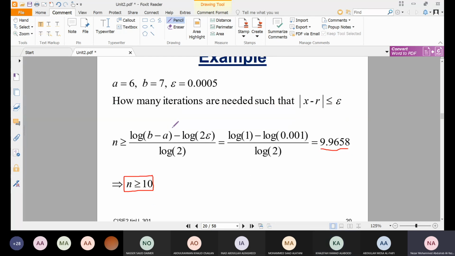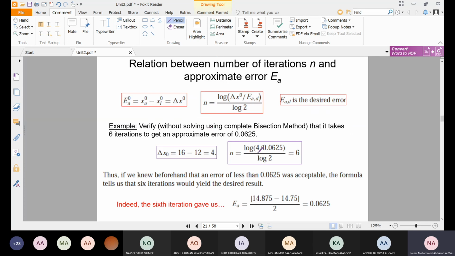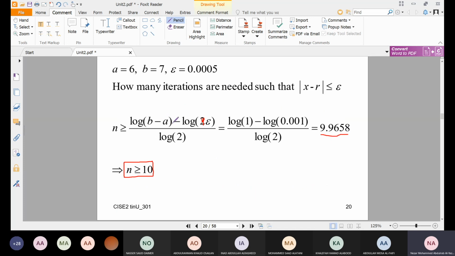Because what we have here, this? I will check this one, because here in the comment slide I have the error itself. If this is the approximation of the error, and here we have the error without 2. So I will revise what we have in this example.